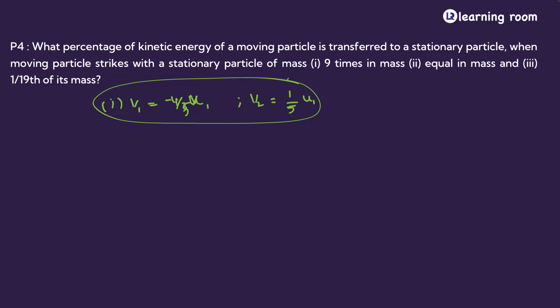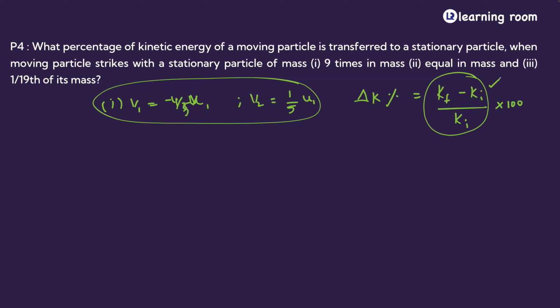So what are they asking? Listen to this carefully. What percentage of the kinetic energy of the moving particle is transferred to the stationary particle? So the percentage transfer, right? So what is the percentage change formula? It is K final minus K initial divided by K initial into 100. You remember in units and measurements, there is something called fractional error. In the fractional error, you do final minus initial divided by initial. That is the fractional part. Into 100 will give you the percentage.